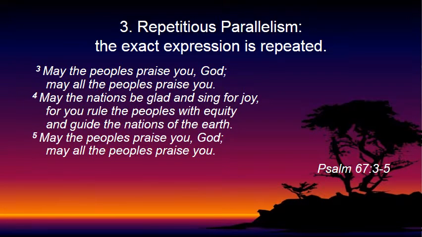Another example here from Psalm 67. May the peoples praise you, God. May all the peoples praise you. Then you get another idea in verse 4. May the nations be glad and sing for joy, for you rule the peoples with equity and guide the nations of the earth. So those are all kind of explaining a little bit, but then at verse 5 you get the same wording again. May the peoples praise you, God. May all the peoples praise you. So verse 3 and verse 5 are the same, and you have a related idea in verse 4, but this would be an example of repetitious parallelism.